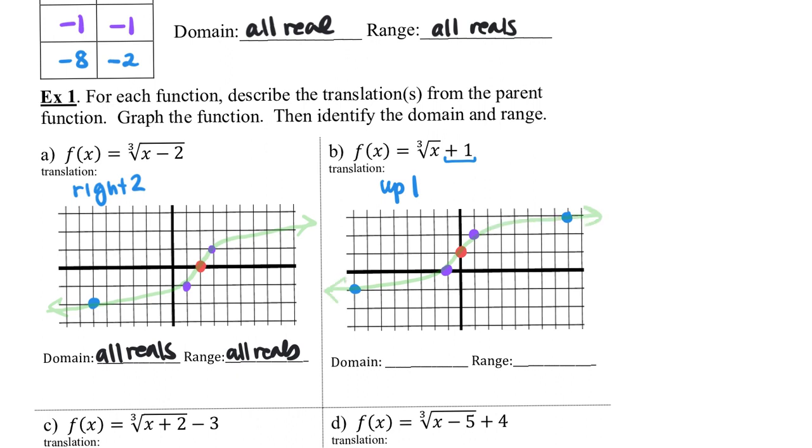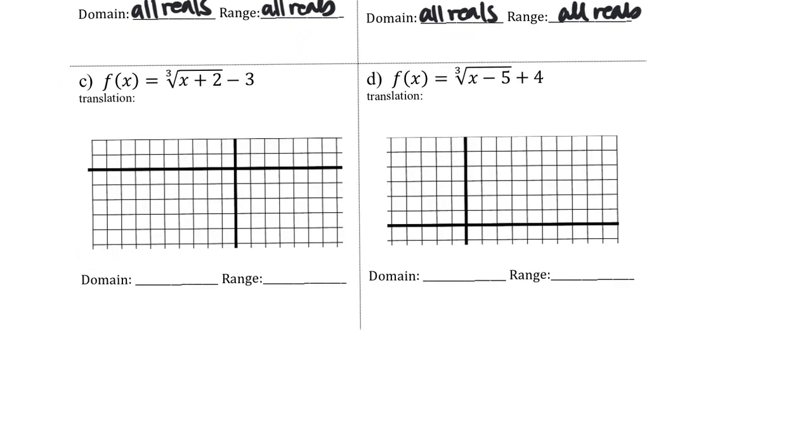Okay, domain and range. Left arrow, right arrow, all reals. Up arrow, down arrow, all reals. Okay, let's do a couple more translations. Okay, what are we doing here? We're going left 2 because it's in the radical, and then we're going to go down 3.